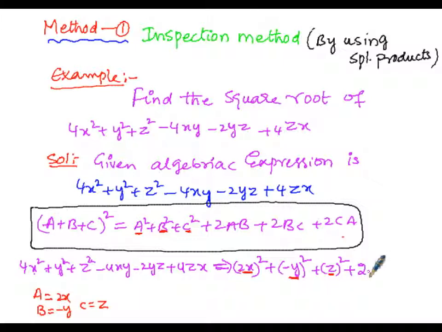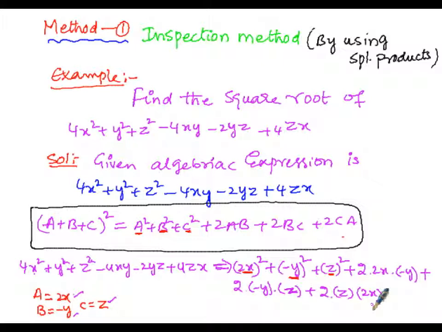2ab, 2 into a value. So a value is 2x into b value is minus y, plus 2bc, plus 2 into bc, b is minus y into c is z, plus 2ca, 2 into c is z into a is 2x.